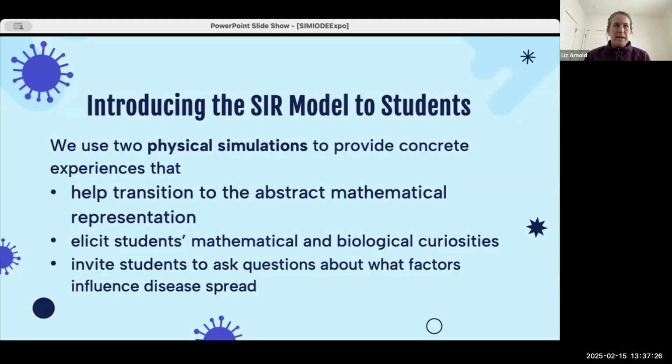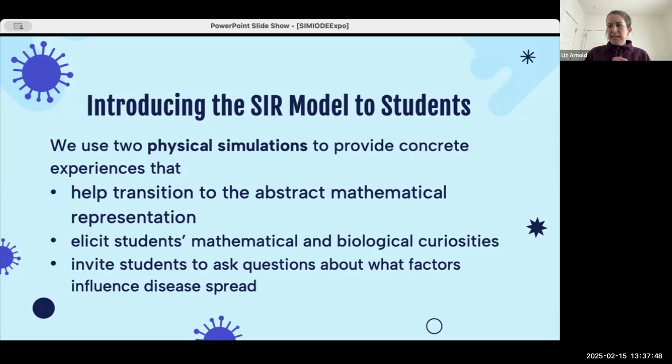And then we really want our students to engage in the process of modeling. And so these physical simulations give students an opportunity to ask questions about what factors influence disease spread. And so these simulations give students an opportunity to ask mathematical questions, which is part of the modeling process.